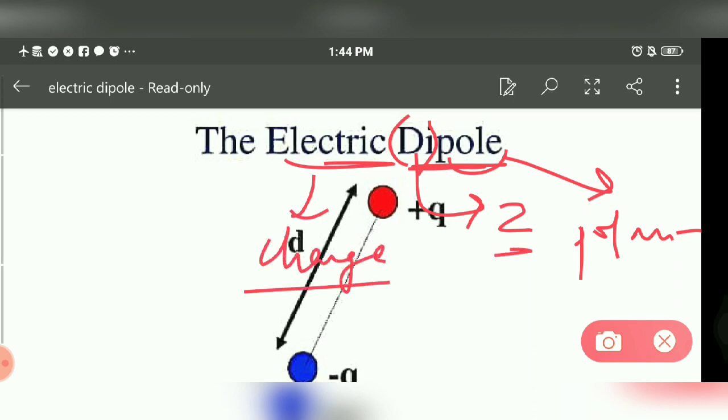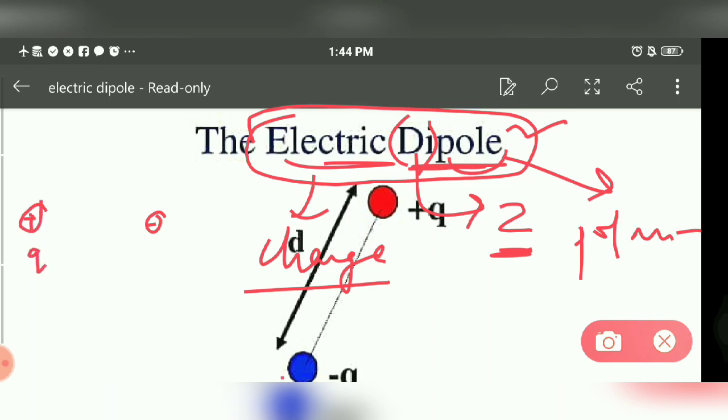So if two charges of opposite polarity are separated from each other by a given distance, then they constitute an electric dipole. So what does an electric dipole consist of? A positive charge and a negative charge, q and q. This is also q, this is also q, but one is positive, the other is negative. Their polarity is different, but their magnitude of charge is the same. If this is 2.5 microcoulomb, this is also 2.5 microcoulomb, and they are separated from their center by a distance d or a distance 2a.